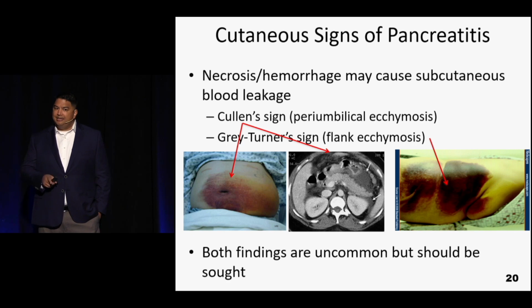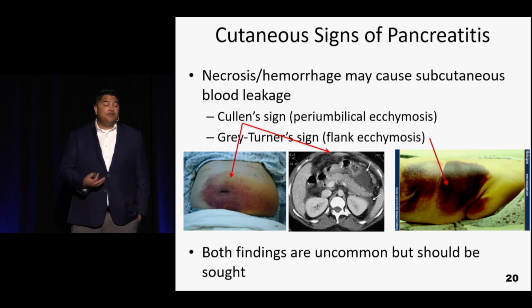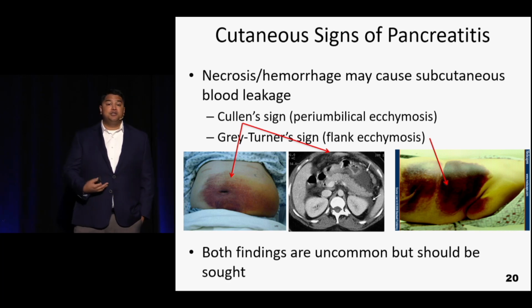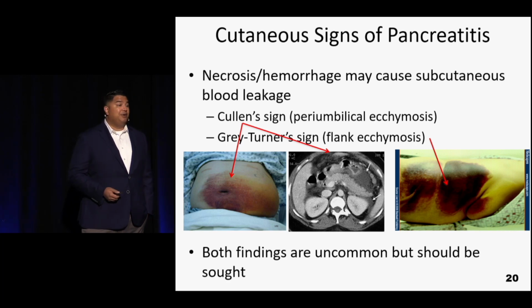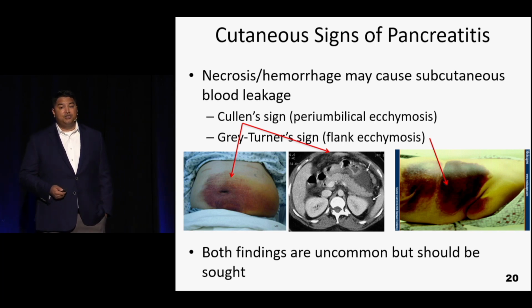You will not see Cullen's or Grey-Turner sign in your happy, mild pancreatitis patient. These are very sick patients. It's nice if you think it's pancreatitis just to take a quick peek, to look, to make sure, but no, these are patients with hemorrhagic pancreatitis. They're very sick. You're going to tell walking into the room how sick these people are, and so very rare in our mild pancreatitis patients. If you see this, they should not go home.